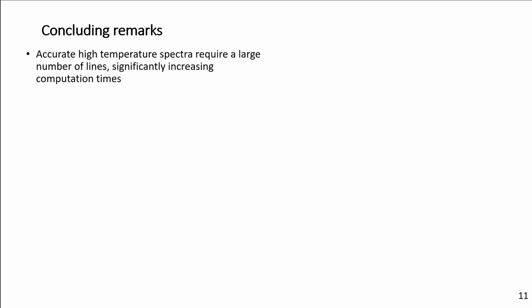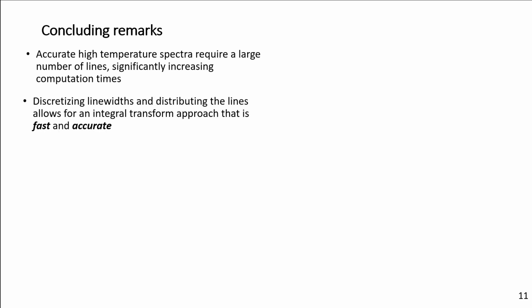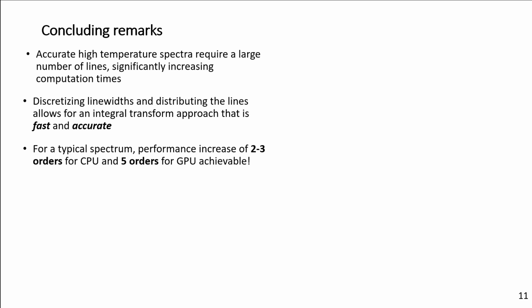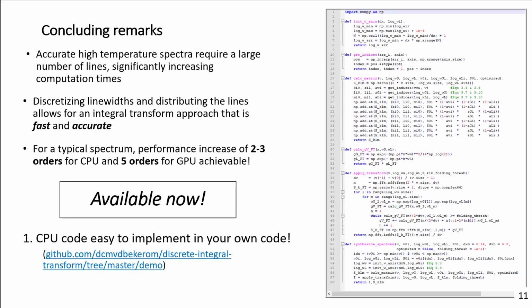To conclude, we have shown that accurate high-temperature spectra require a large number of spectral lines, which, when using conventional spectral approaches, significantly increases computation time. Discretizing line widths and distributing the lines allows for an integral transform approach that is fast and accurate. For a typical spectrum, performance increases of 2 to 3 orders for CPU and 5 orders for GPU are achievable. And finally, perhaps most important of all, this is not some exotic code that only applies to a few select cases. It is a generic method that is easy to implement.